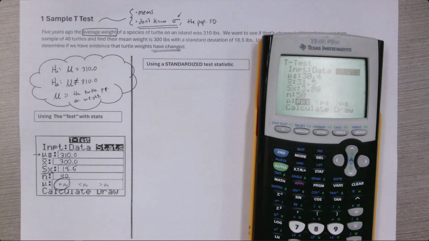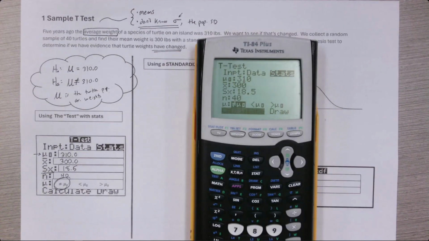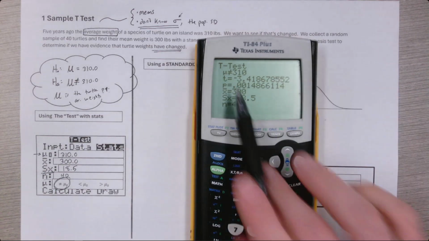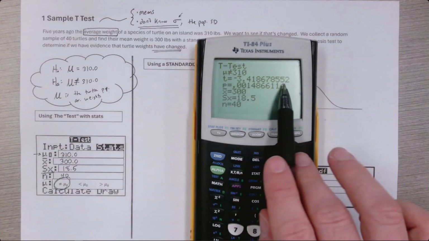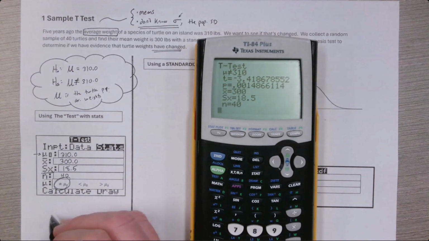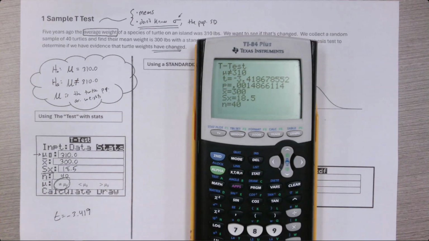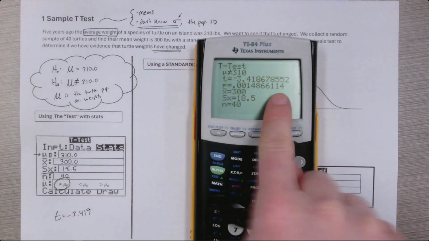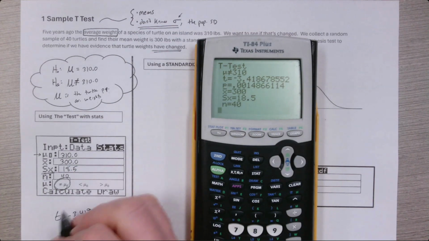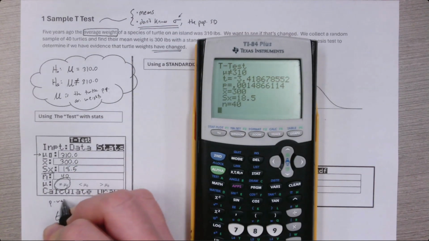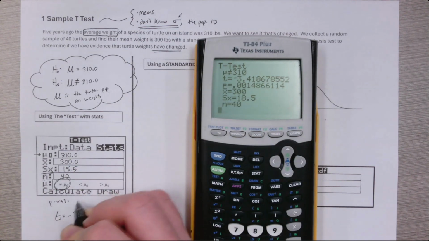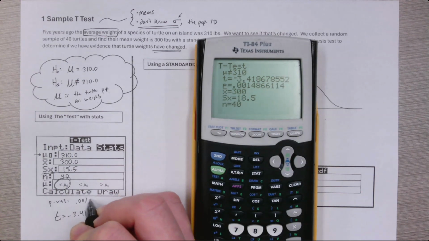So let's find the p-value. All right, I've updated all my calculator settings. I'm going to hit calculate. And it's given me a t-value, which will come back later. So actually, let's write it down. So the t-value is negative 3.419. But the thing we really care about is this p-value. So that's the probability. So our p-value is 0.0015. So that's a very small p-value.